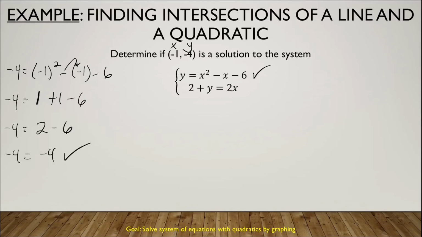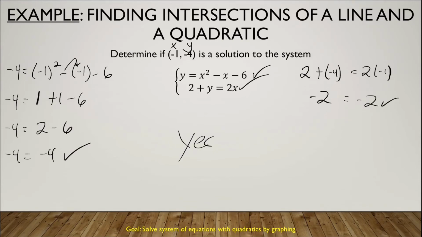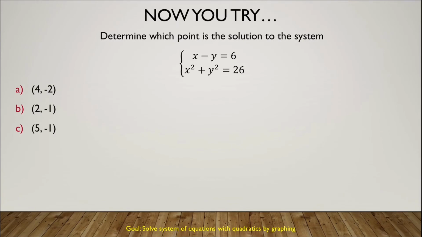That works. Okay, now let's do the second equation. I get 2 plus a negative 4 equals 2 times negative 1. 2 plus a negative 4 is negative 2. 2 times a negative 1 is negative 2. That also works. So I know that this one is true.